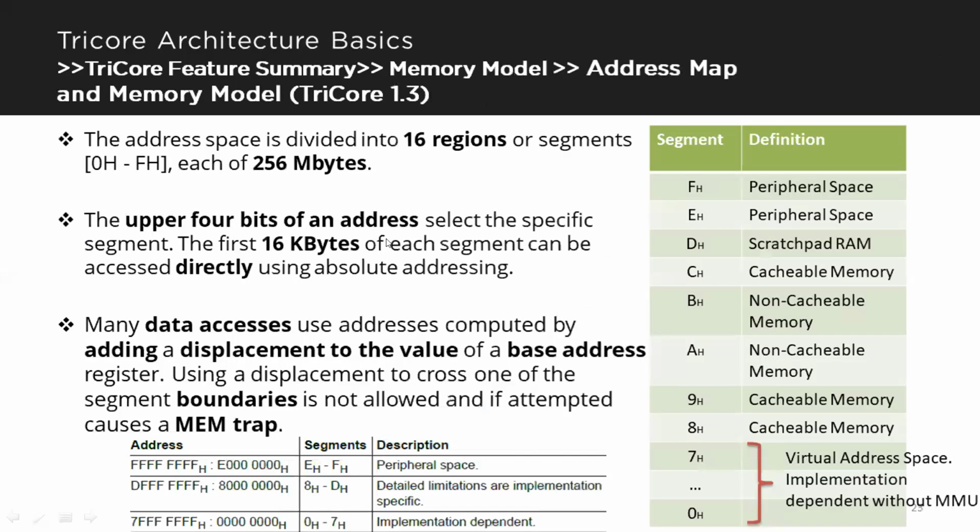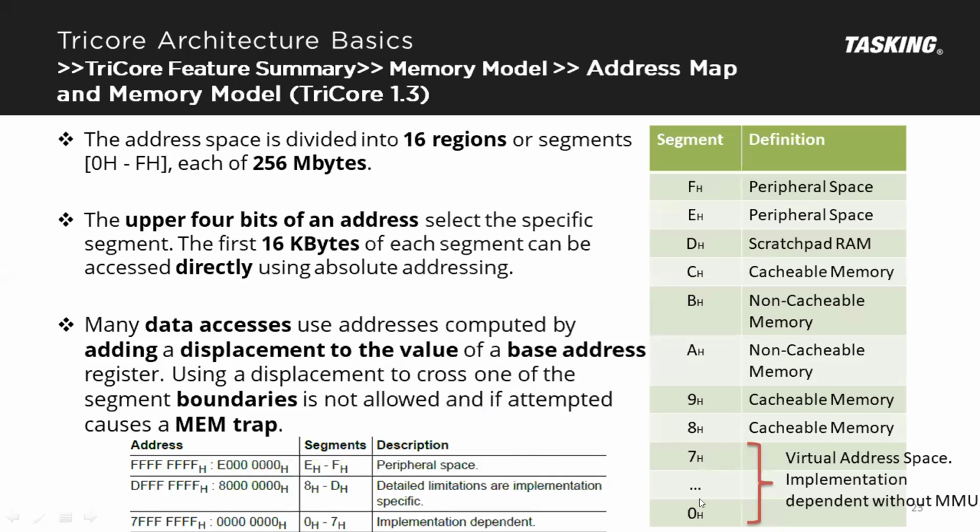All right, so this is for TriCore 1.3. You will find here the memory segments. As we agreed, we have 16 segments. It starts with 0 and then ends with F. So it's 16 segments, and every segment has a dedicated definition.